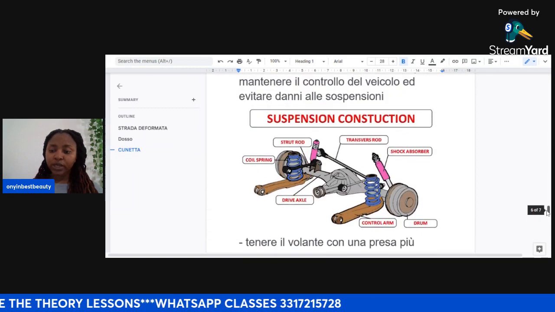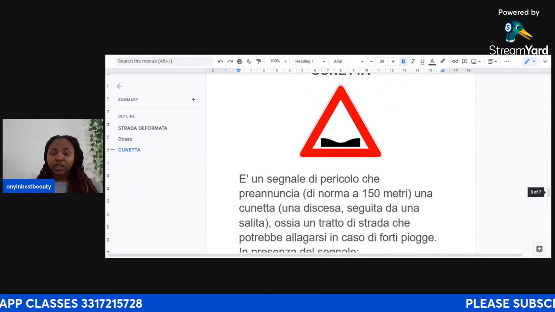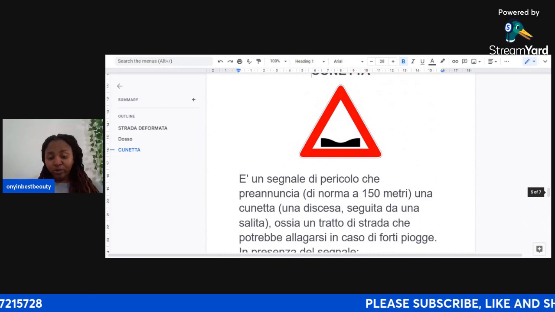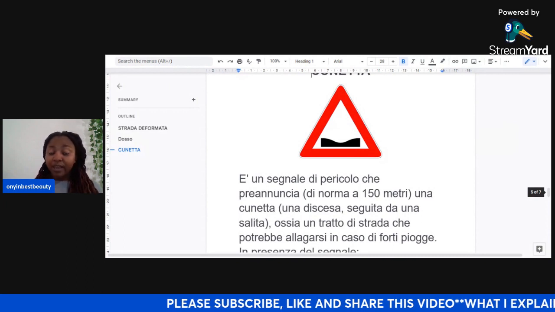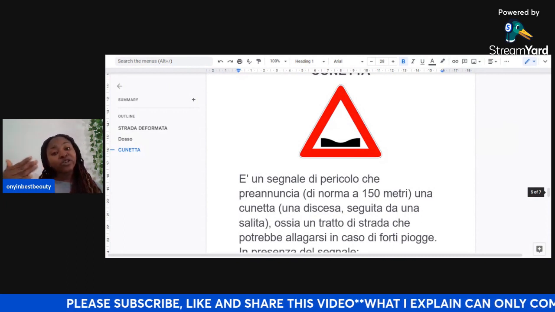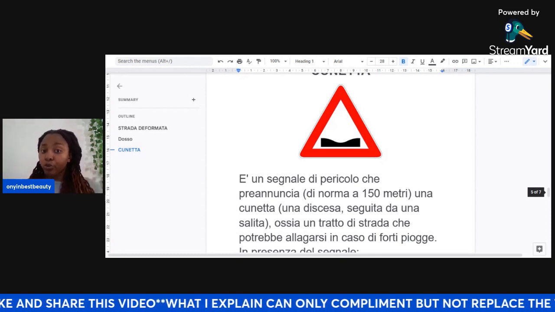Now, when you see this cuneta, you are driving and you see it. Now, this particular sign is not telling you that where you're seeing me, this particular road is like this. No. Rather, it's telling you that 150 ahead of where you're seeing me, I'm a warning sign. I'm warning you that 150 ahead, you're going to see this kind of road, a cuneta.